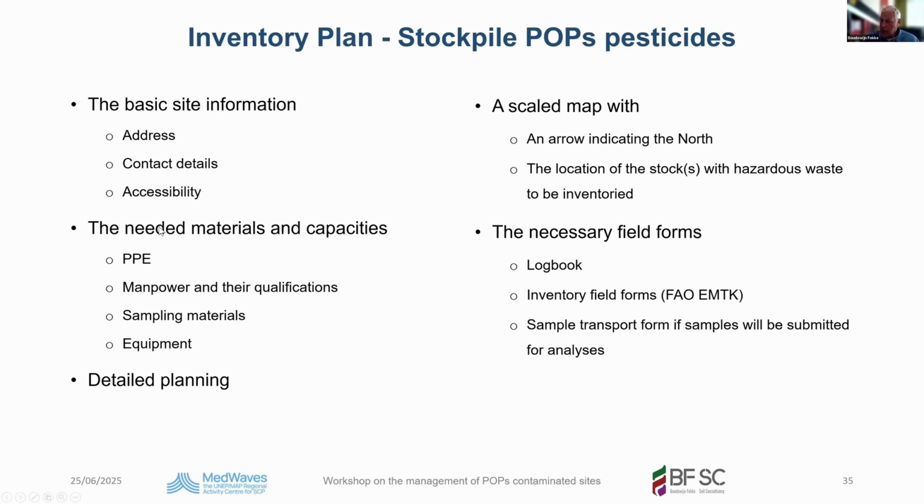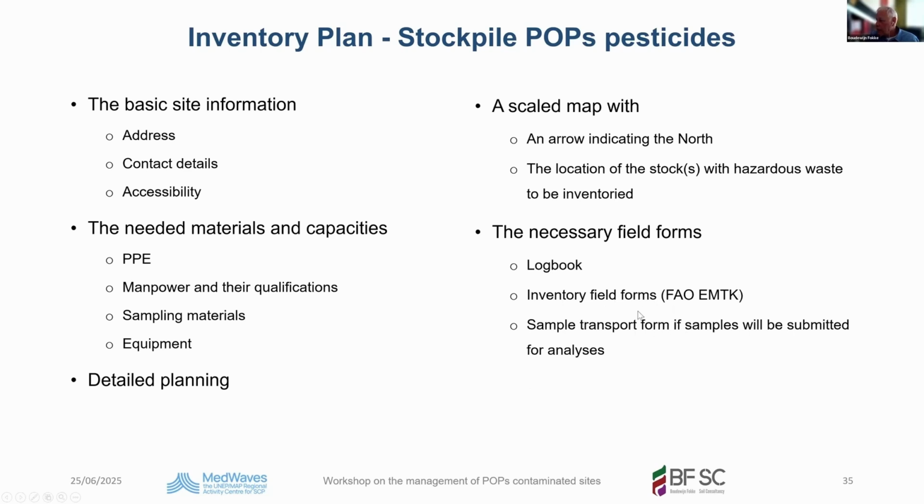Can I come there with trucks? The needed material and capacity: PPE, personal protective equipment, manpower and their qualifications, sampling material, equipment, and a detailed planning and time. But besides that, you need a scaled map with a north arrow, location of the stocks with hazardous waste, and then field forms. Logbook, inventory field forms, and sample transport forms.